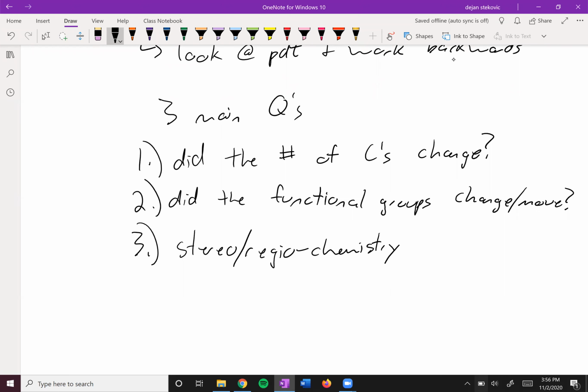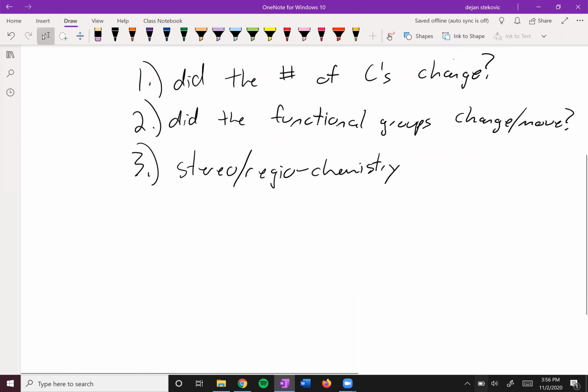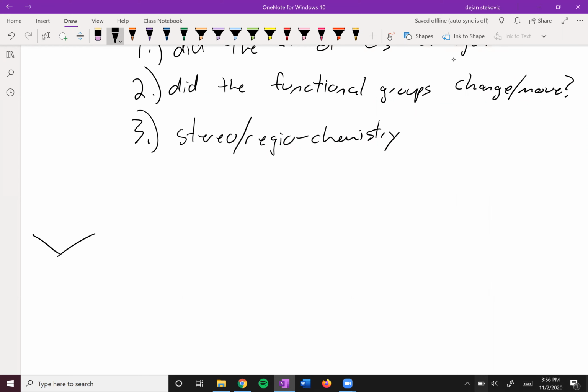of your components, right? Did they add syn with one another? Did they add anti to one another? Did something go in the more or the less substituted position? That kind of thing. So let's go ahead and take a look at an example.